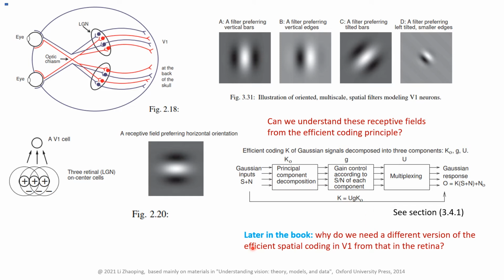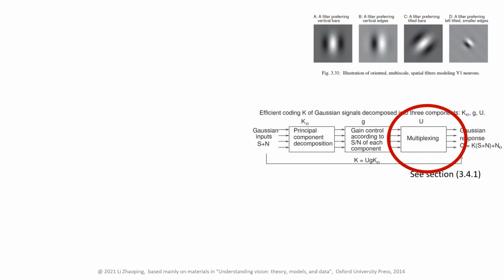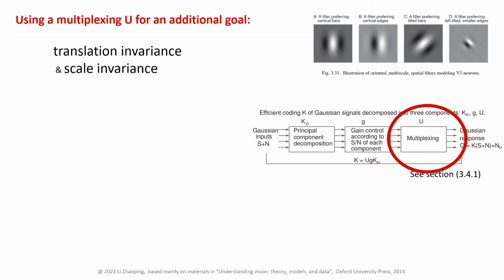Meanwhile, you can also ask, why do we need a different version of the efficient spatial coding in V1 if we already have one in the retina? And this question we'll answer later in the book, but not in this video clip. You can use different U transforms to satisfy some additional goals. And one of the goals is to have translation invariance and scale invariance.